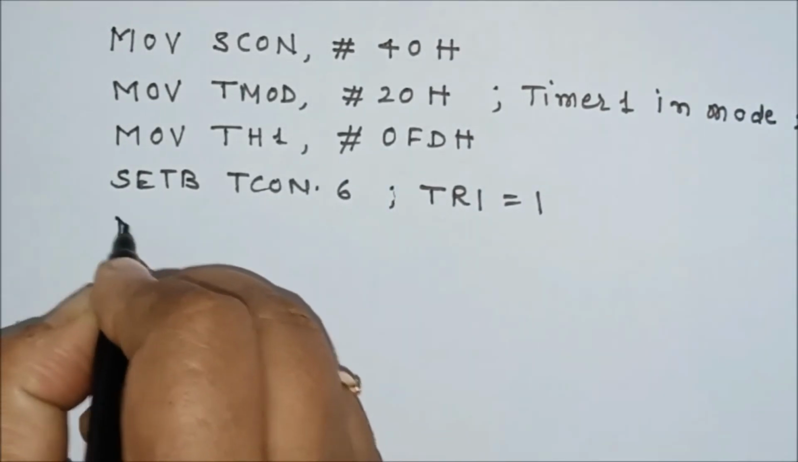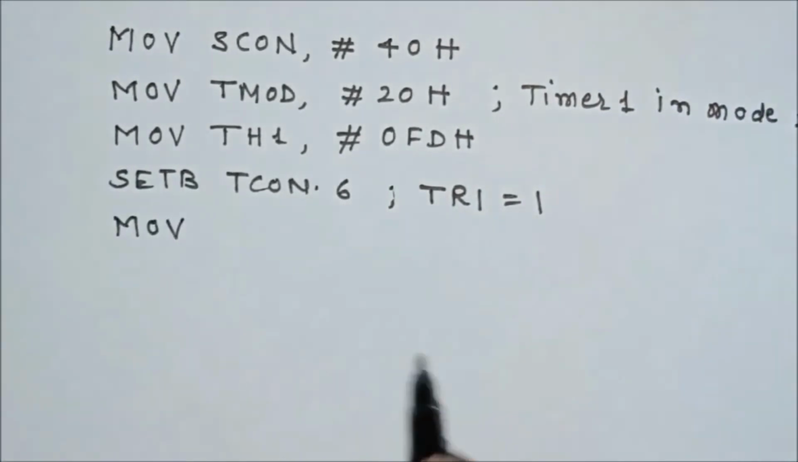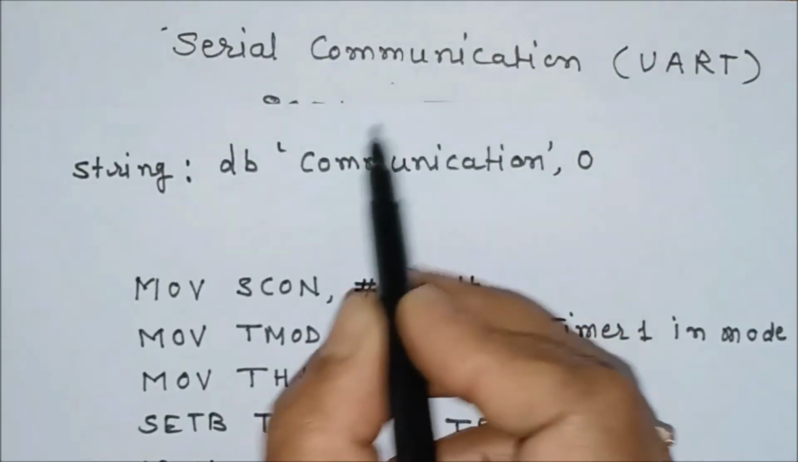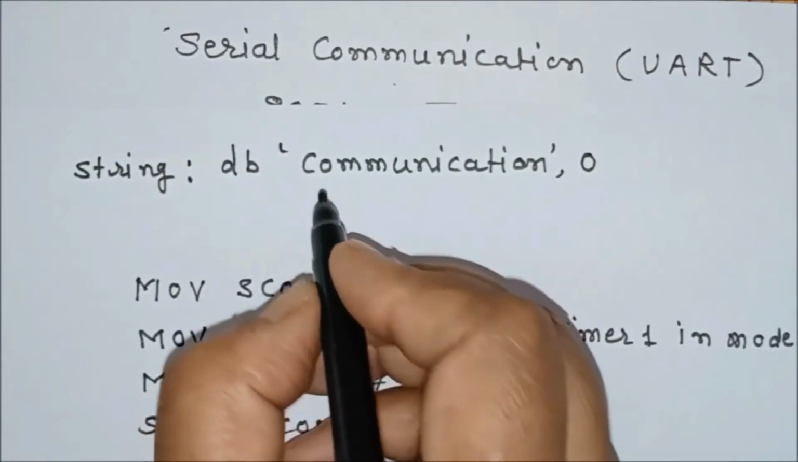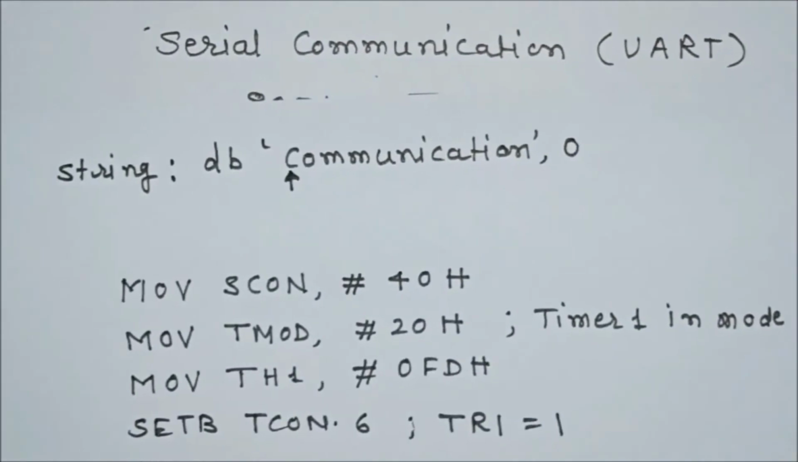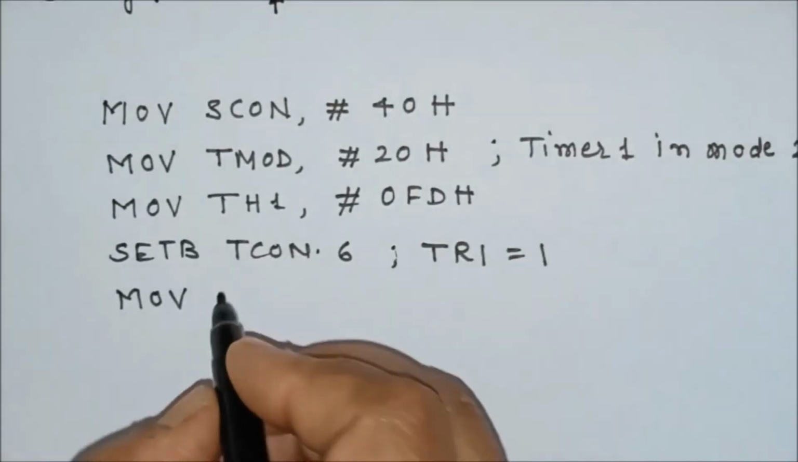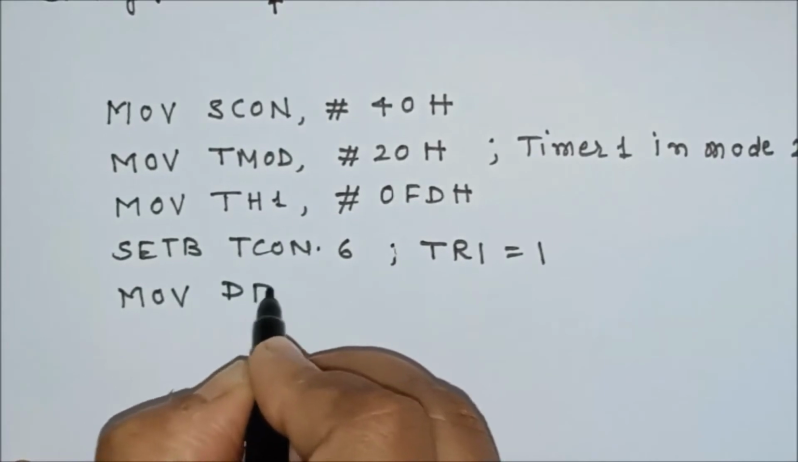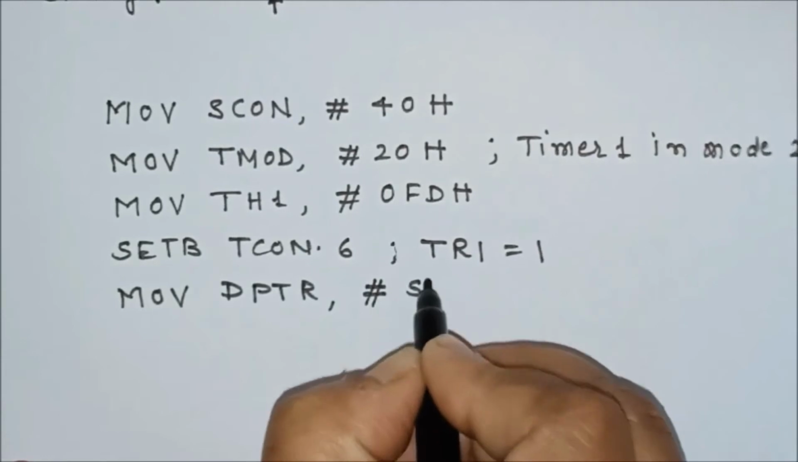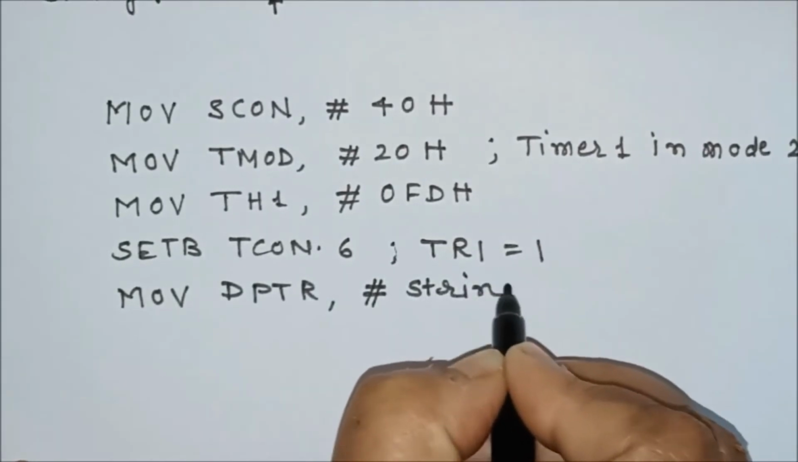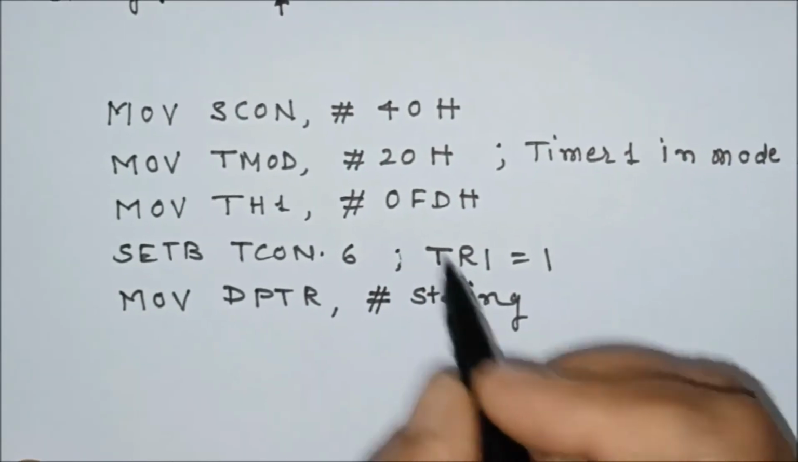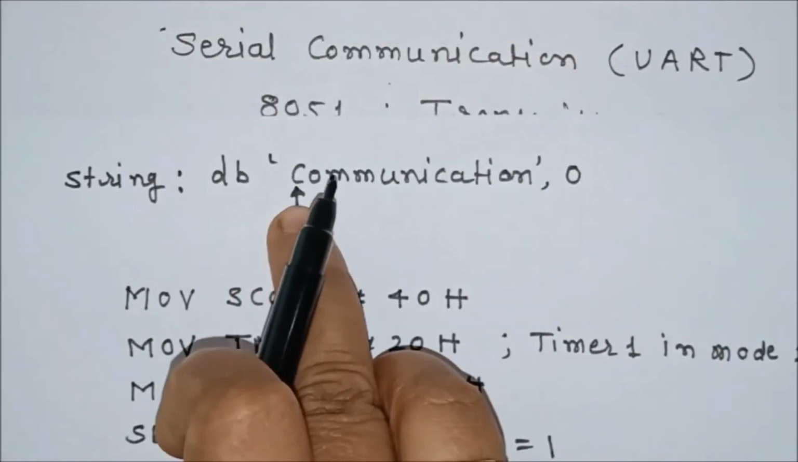Next we'll use the DPTR register as a pointer to the string which we want to transmit, and this string we have stored in memory. So the DPTR register should point to the first character of the string. For that we have to initialize the DPTR register like MOV DPTR, and since we are using it as a pointer to the variable string, we write # then string. So now DPTR will point to the first character of the string.